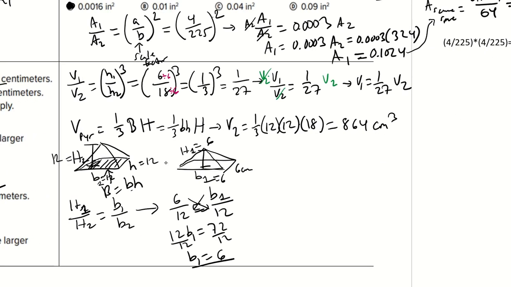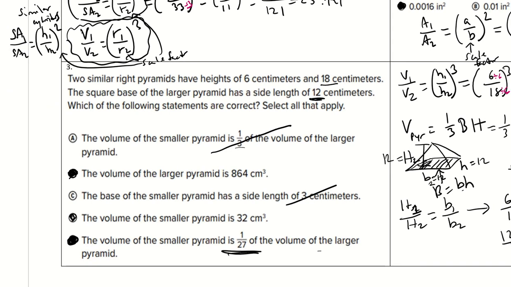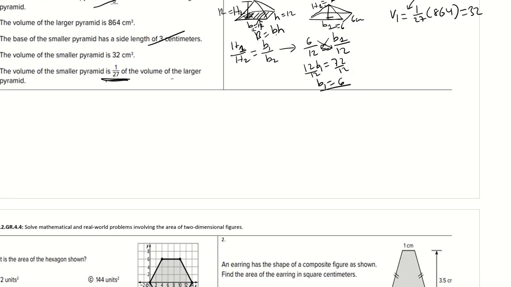The volume of the smaller pyramid is 32. Okay, how do we know that? Well, the volume of the smaller pyramid is V1. V1 is 1/27th V2, but we already know what V2 is. So let's plug that in. So 864 divided by 27 is 32. So this does check out. All right, and that takes care of number 3. There's a lot going on in that problem. There's a lot of ratios and things like that that you gotta be careful with.